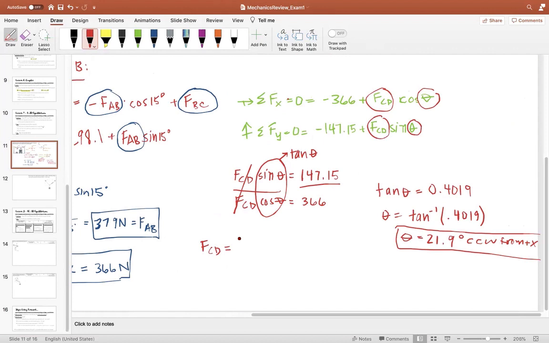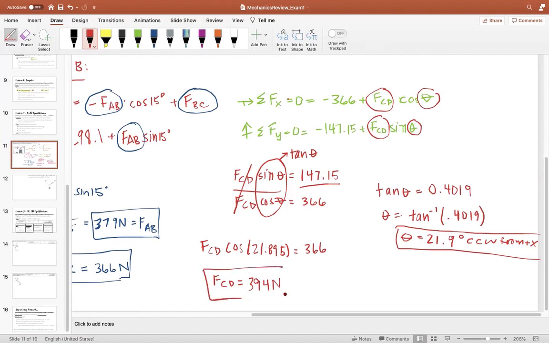Okay, so FCD cosine theta, right? We just found theta. So cosine 21.895 equals 366, right? To get that alone, I divide both sides by cosine 21.89, giving me FCD equals what? 394 newtons.